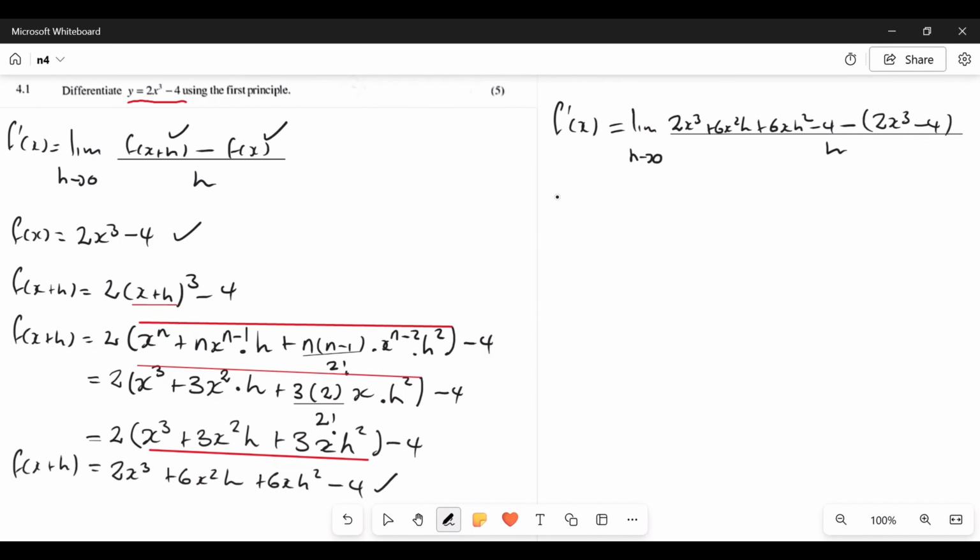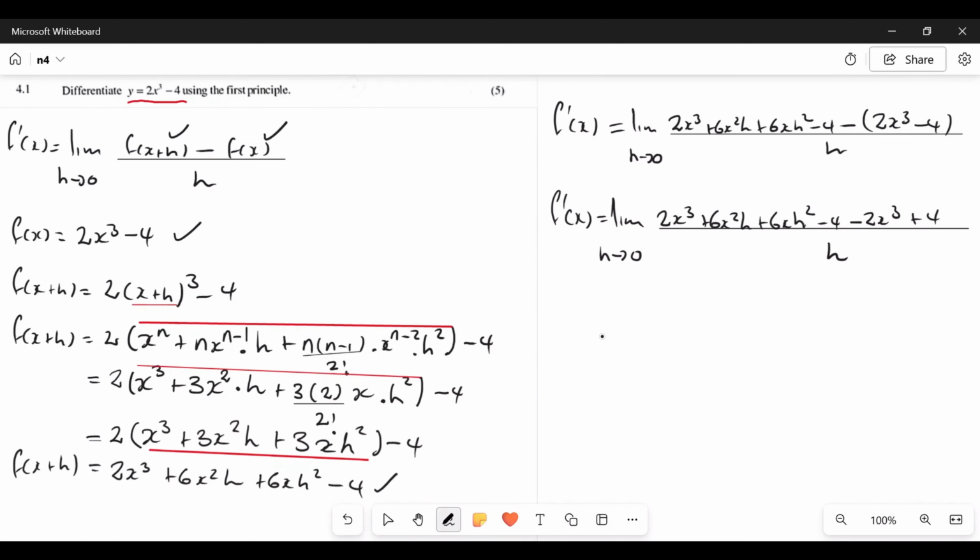If you continue like this, we're going to have f of x prime, which is equaling to limit h approaches 0. Unfortunately, for f of x plus h, we're not going to do anything. We're going to write it as it is. We're going to have 2x cubed plus 6x squared h plus 6x h squared minus 4. We're going to get rid of this bracket and multiply by this negative 1 here before the bracket. So if you multiply negative 1 with 2x cubed, this is going to be minus 2x cubed. And we multiply this negative 1 with negative 4, that is going to give us positive 4. There we go. And then we divide by h.